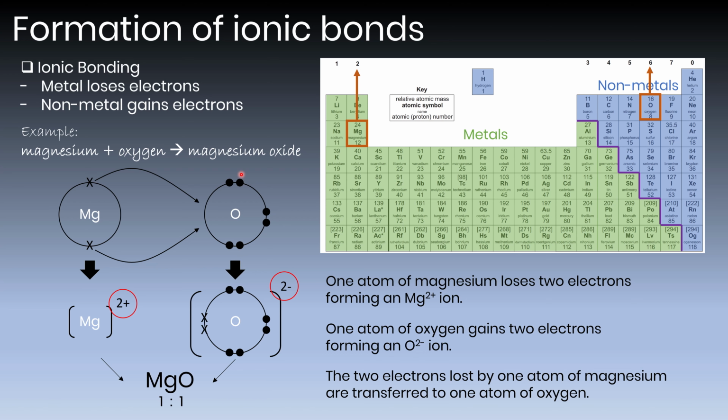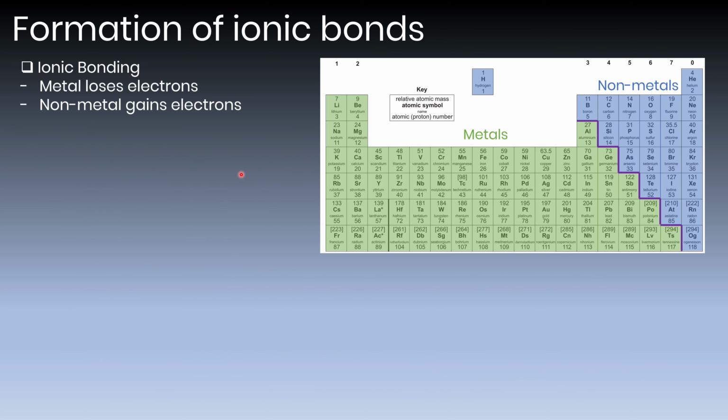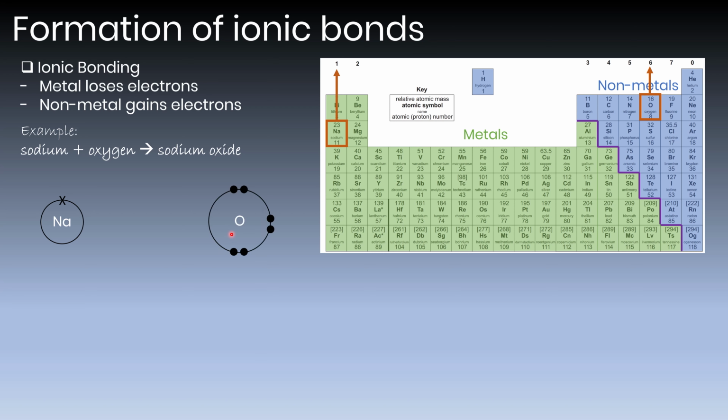Now let's apply this to another example. Let's look at the example of sodium plus oxygen forming sodium oxide. If we find sodium on the periodic table, we can see that it's a group 1 metal. Therefore, when we draw sodium, we will draw it with 1 electron in its outer shell. When we find oxygen on the periodic table, we can see that it's a group 6 non-metal. So we're going to draw our oxygen with 6 electrons in its outer shell.